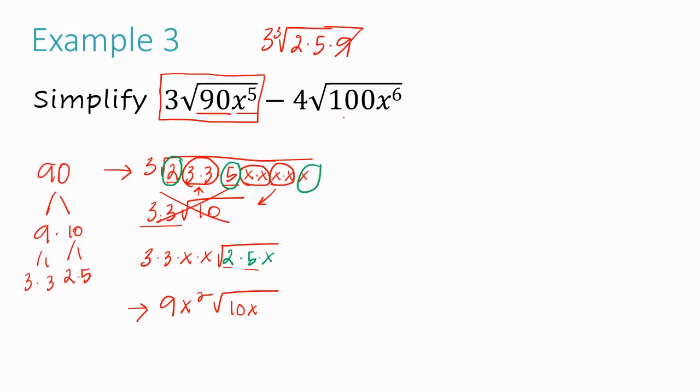Now it's time for me to deal with my second term. Okay, I'm going to follow the exact same steps. I'm going to break it down. Well, I'm looking at it and I realize that I have a 100 and I'm like, ooh, yeah, because I know 100 is a perfect square. So I could rewrite this first term as 4 square root of 10 times 10. Okay, and then I have 6 x's. So that means x, x, x, x, x, x.